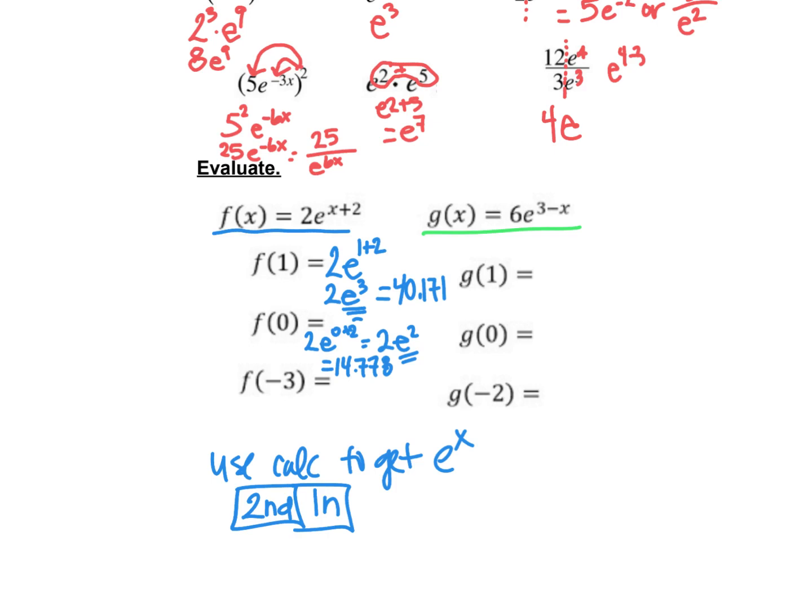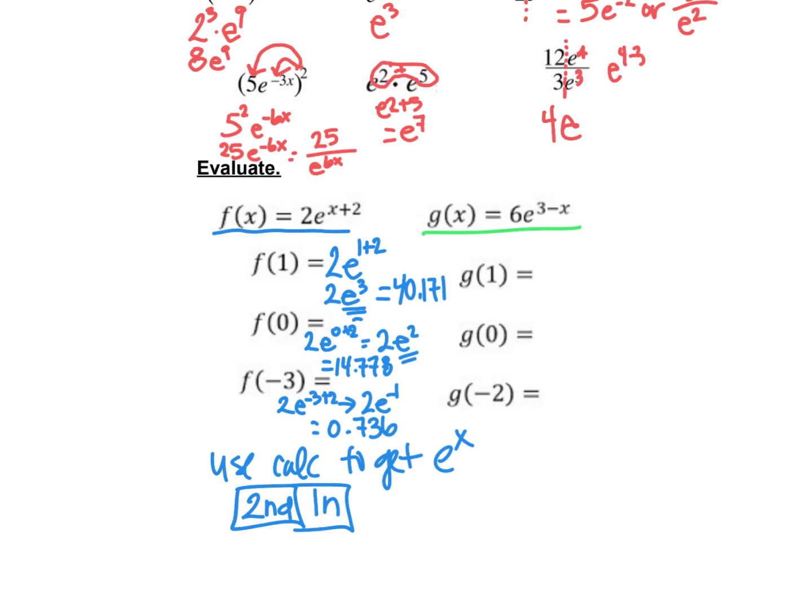The one last one, ooh, now we got a negative number. This is great. 2e, I'm going to plug in negative 3 to my x, plus 2, which gives us 2e to the negative 1 power. And what does that do when we put it in our calculator? Second, ln, negative 1 times 2. That gives us 0.736.